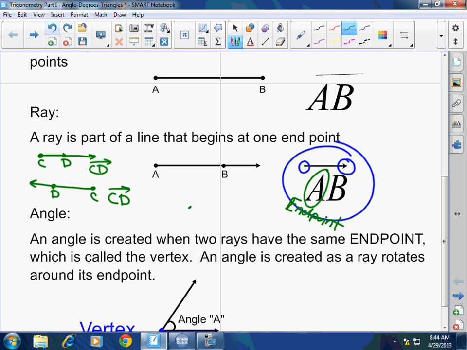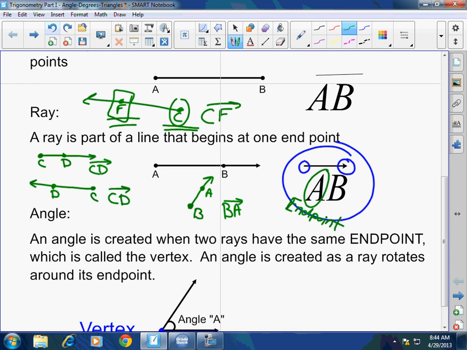Okay, if it was like this, let's say, and that's a B and that's an A, then that would be endpoint to the point that it's going through. If it was like this, and that's a C and that's an F, that's going to be ray CF. You always read it from the endpoint to the point that it's going through. Endpoint to the point that it's going through. Thank you, guys. These are great questions.